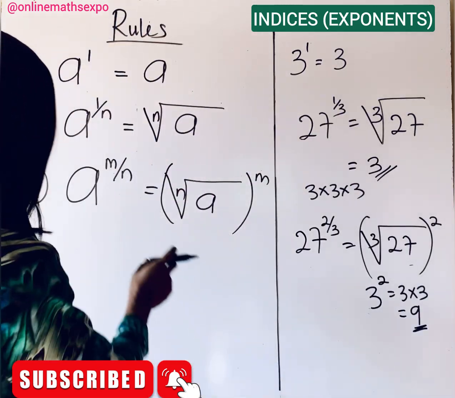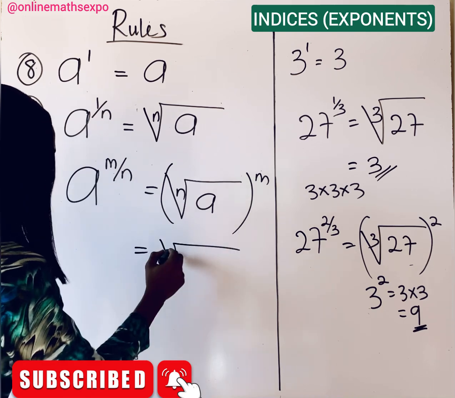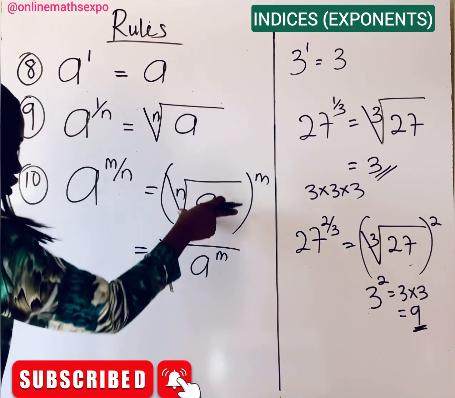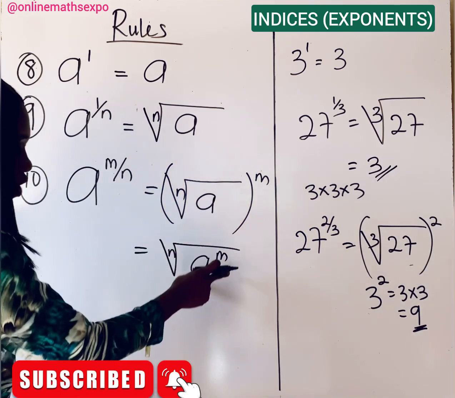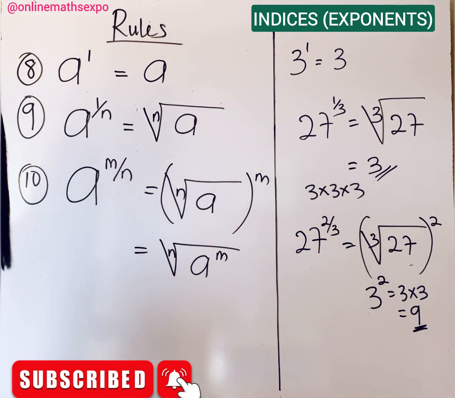And remember, this can also be written this way. You can also write it as the nth root of a, and then raise it to the power of m. You can put it this way or you can write it this way. These are talking about the same thing. I hope that is clear.